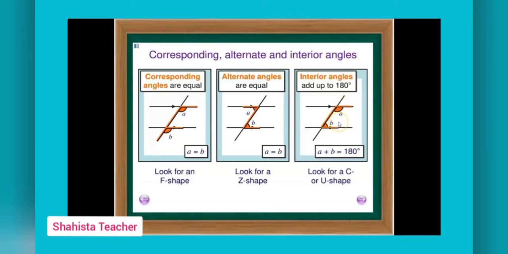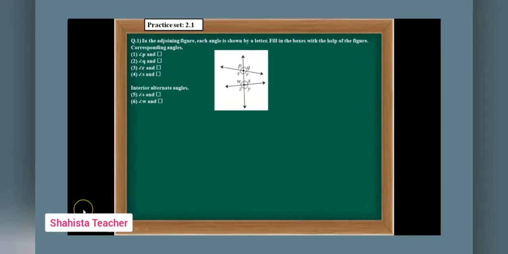So interior angle shape is C, alternate angle shape is Z, and corresponding angle shape is F. Remember, this is very important. Students, let's solve practice set 2.1 question number 1.